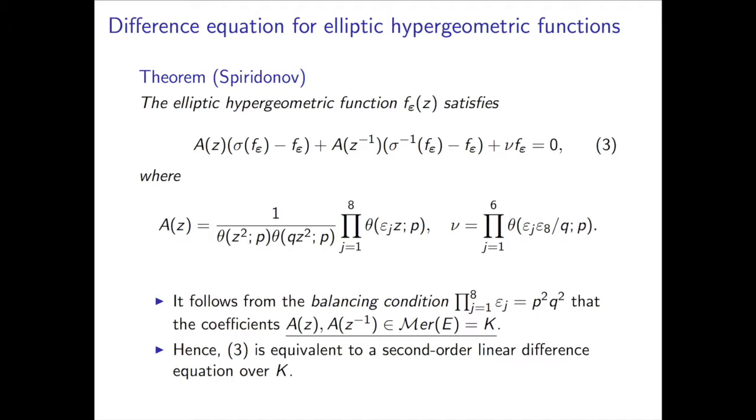Let me make a comment to enhance the believability that this is correct. Even already in the classical case of Gauss hypergeometric functions, there are three parameters A, B, and C, and they are not equal. C is different. Now, the other thing is that the epsilon 1 to epsilon 8 are not ordered in any way.